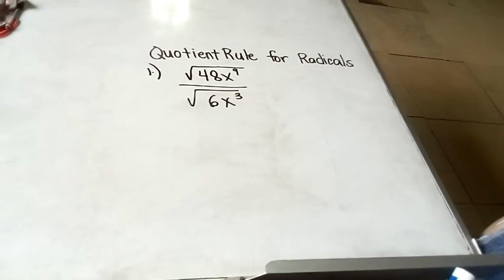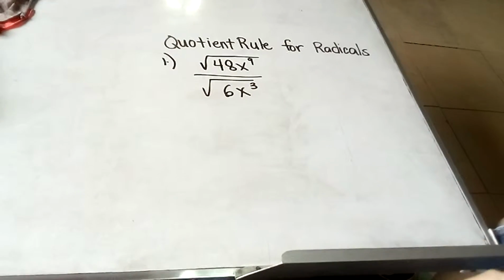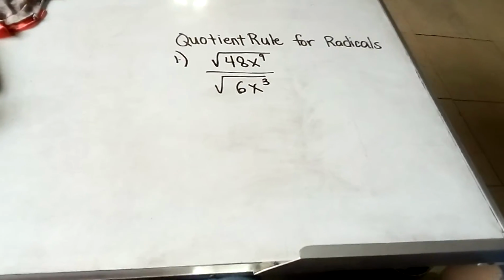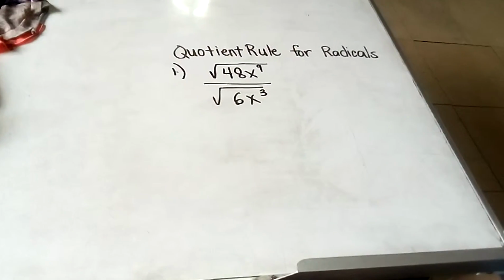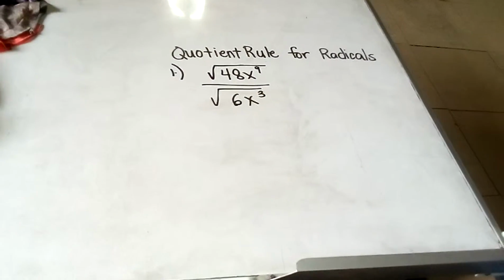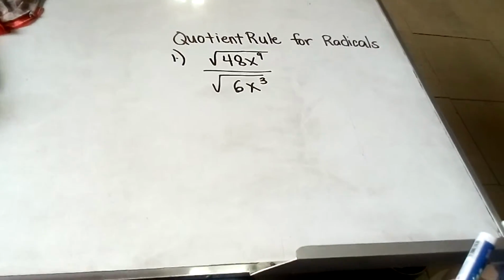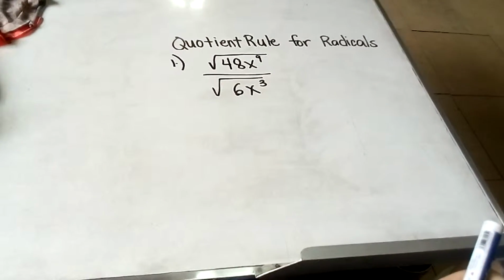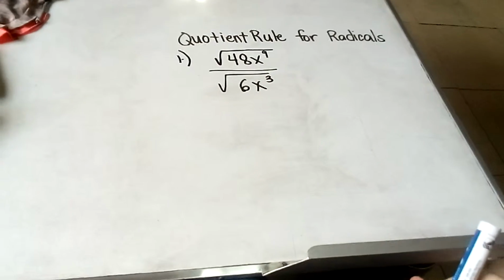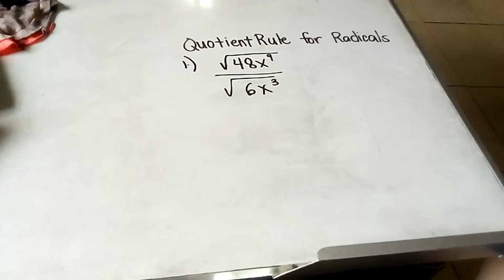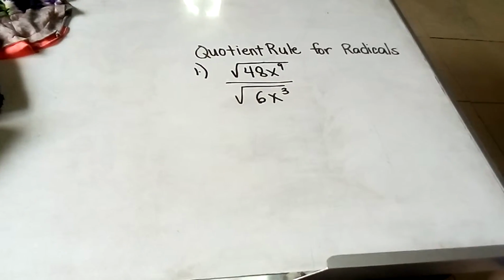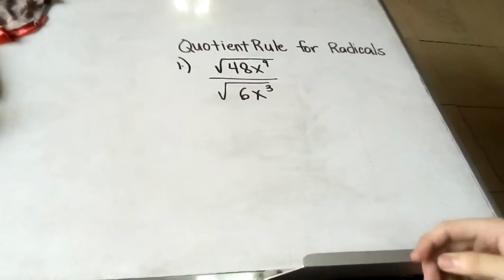Problem 1. Do it yourself. Square root of 48 x to the 9th power divided by the square root of 6 x cubed. We can give you 1 minute to answer this. You can pause the video if you want to solve it. If you want to try.